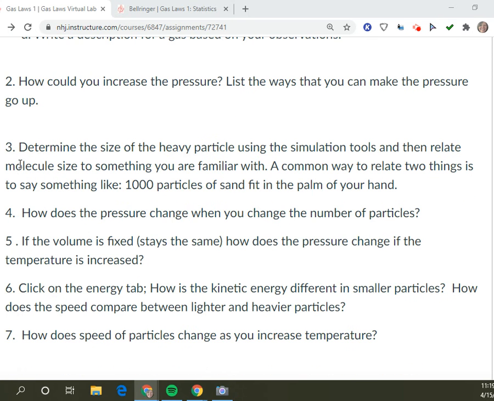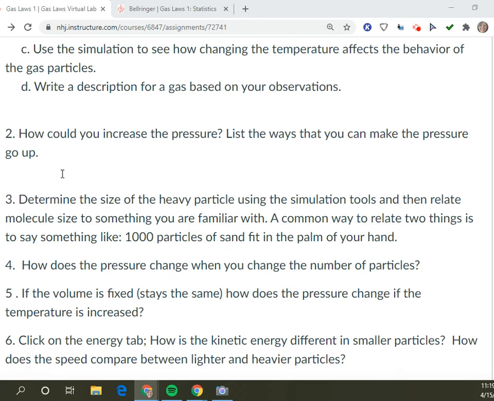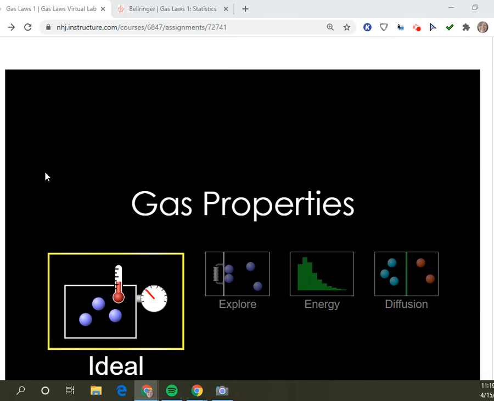So I would like for you to copy them into your text entry box, or copy them into a Google Doc so that you can answer them and then submit them as the text entry or as a PDF from your Google Doc. Okay, so here is the virtual lab.